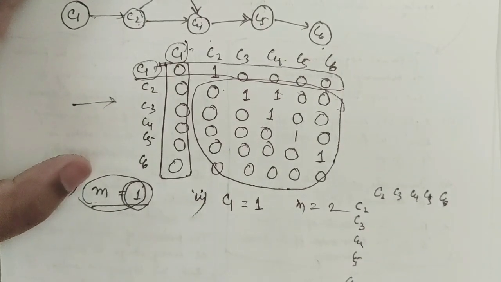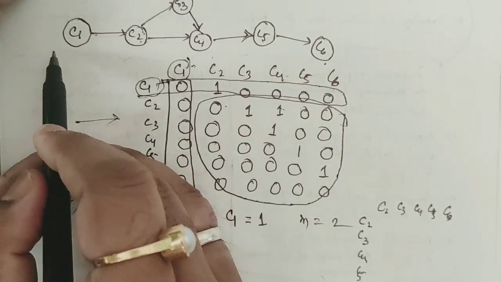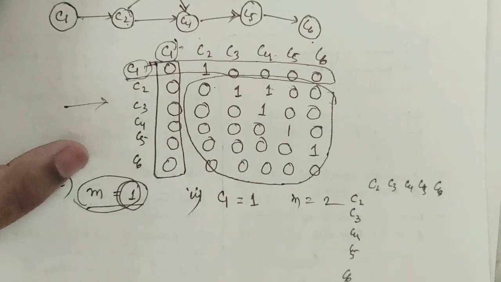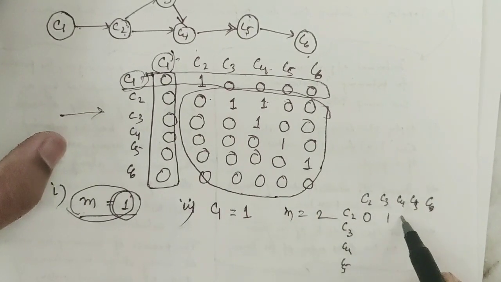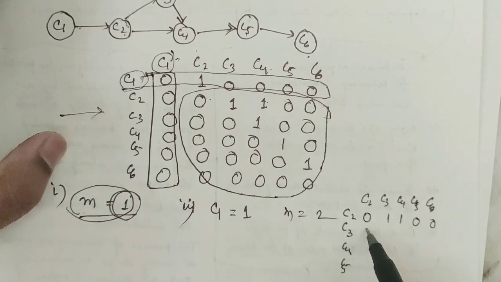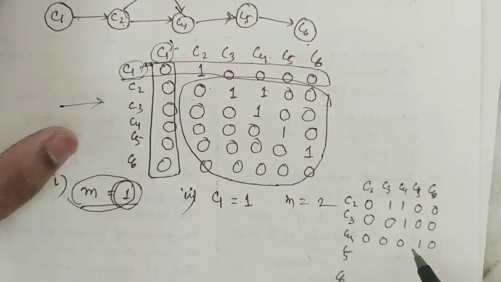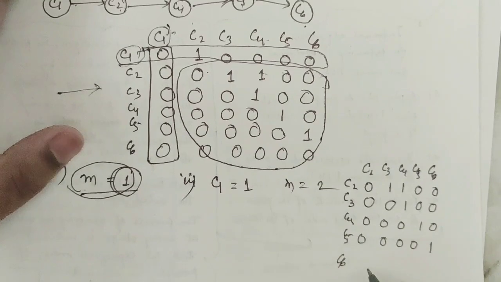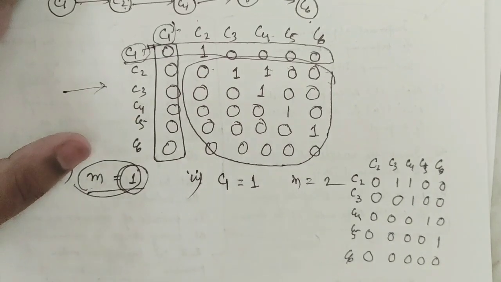That means it has no incoming edges, no predecessors. Okay, is that clear? So now the remaining graph C2. Let me write the entries 0, 1, 1, 0, 0, 0, 0, 1, 0, 0. I am copying it, just 0, 0, 1, 0. Then 0 followed by 1. Then all zeros. Fine. Then again identify a column.